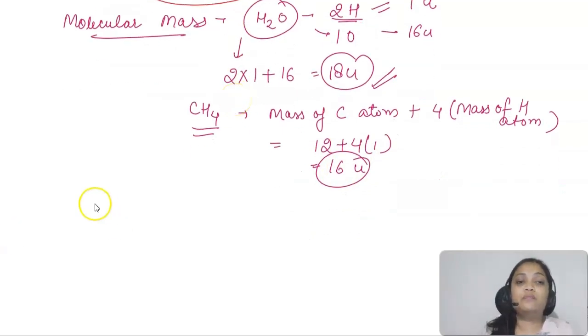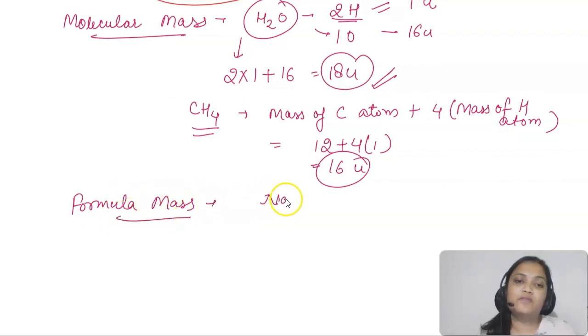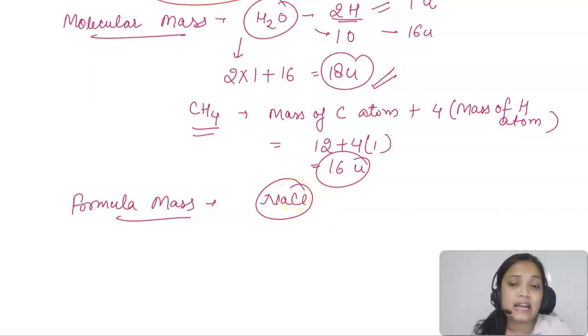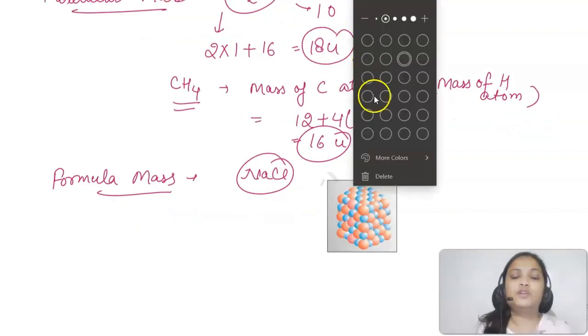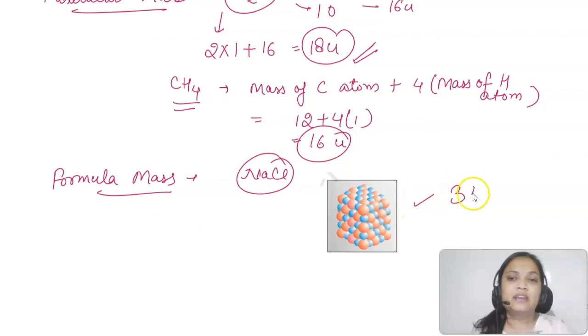Now there is one more term that you must know, that is formula mass. You know for ionic compounds, for example, sodium chloride, it is not existing as a discrete molecule. It's an ionic compound. You see it is existing as this three-dimensional structure. There are no discrete molecules here. Each sodium ion is surrounded by 6 chloride ions and vice versa. You can see that.